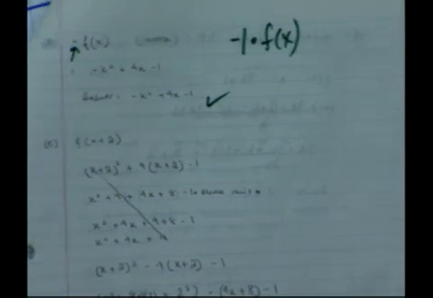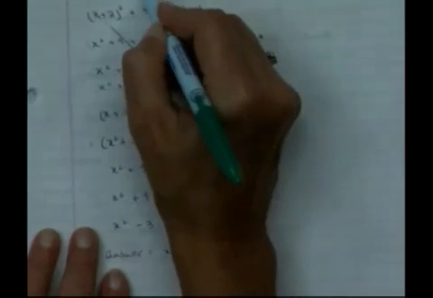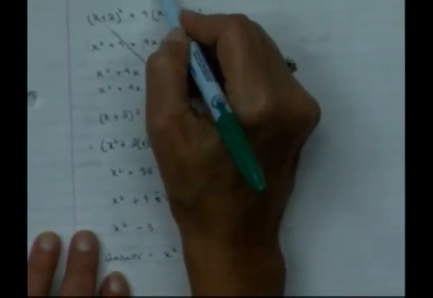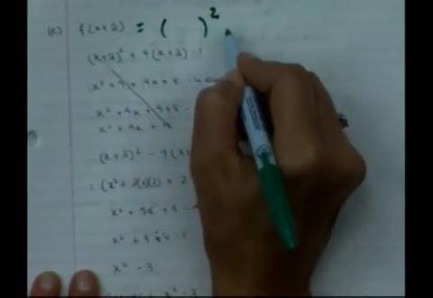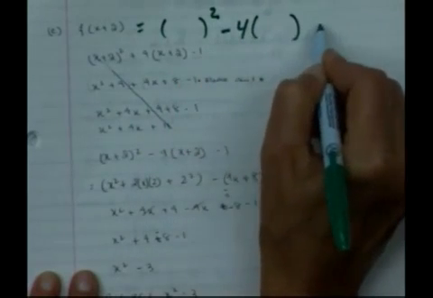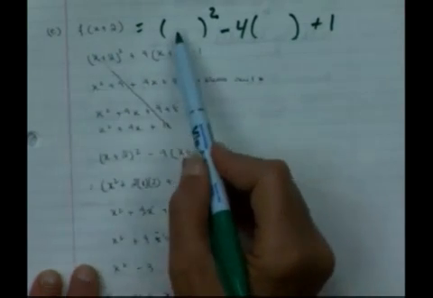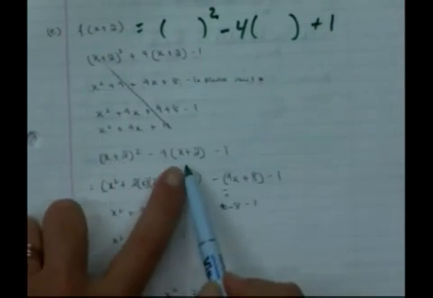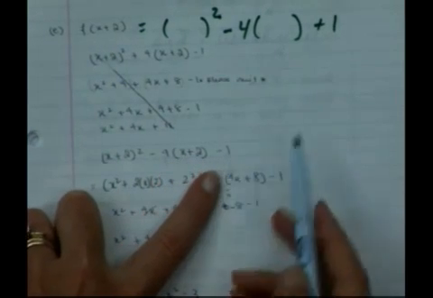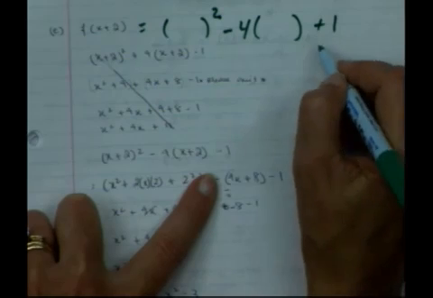Correct? Yes. Okay. All right, E is f of x plus 2. So again, if you would write your problem like the parentheses squared minus 4 times the parentheses plus 1, if you're looking at f of x plus 2, the x plus 2 goes in. I'm looking down here, minus 4 times x plus 2. Whoops, there's a plus 1 right here.